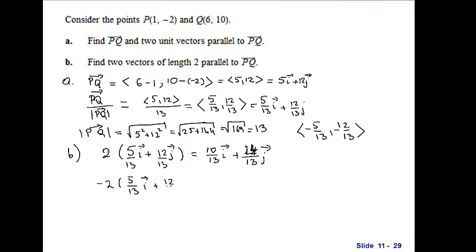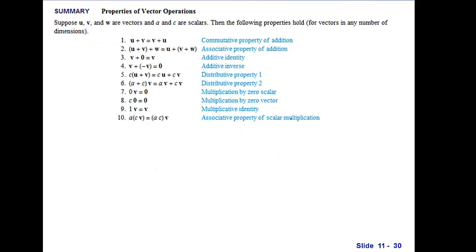And if we do this for negative 2, we multiply the unit vector by negative 2. This is the result. We will get negative 10 13ths i and minus 24 13ths j. So you can go ahead and verify whether this vector has length 2. You can just do this as an exercise.